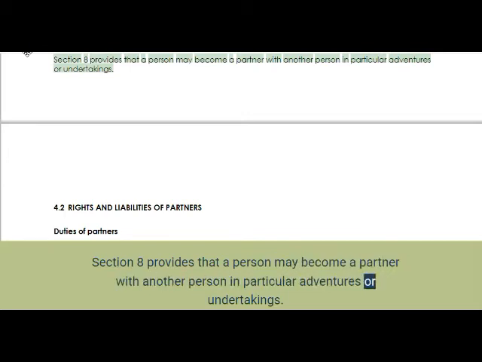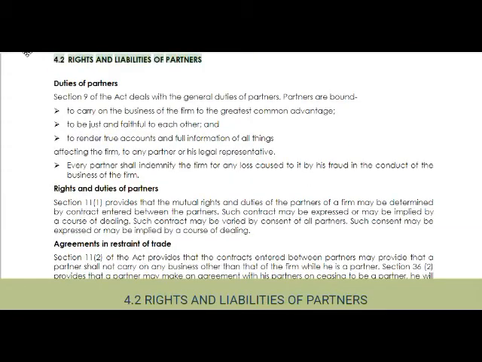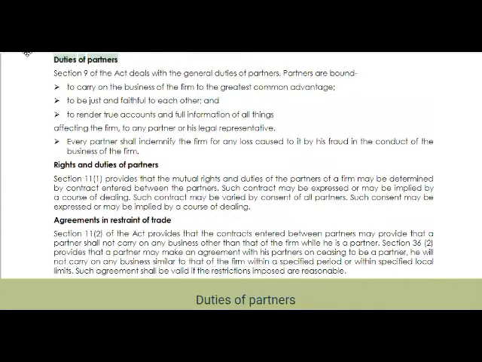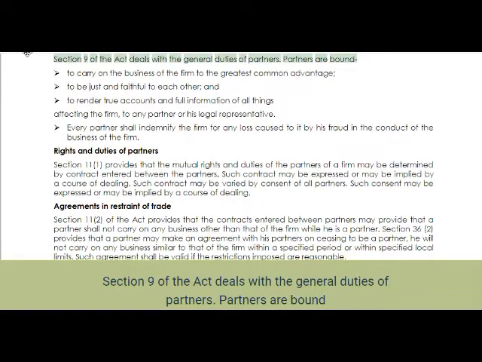Partnership at will. Section 7 defines the expression partnership at will. According to this section, where no provision is made by contract between the partners for the duration of their partnership, or for the determination of their partnership, the partnership is partnership at will.